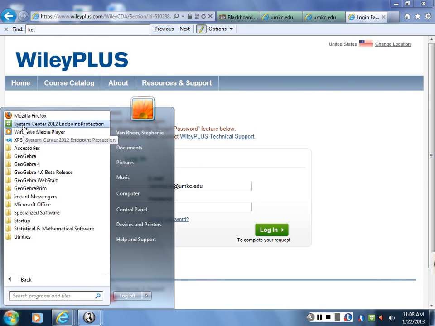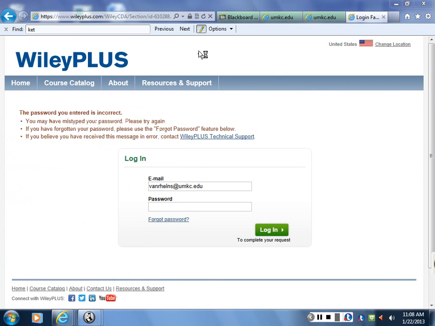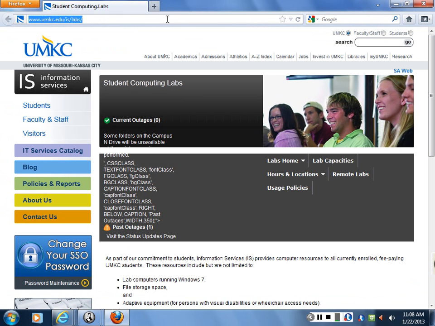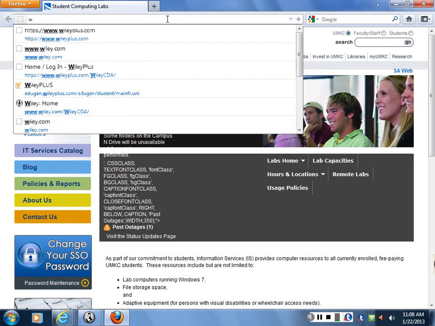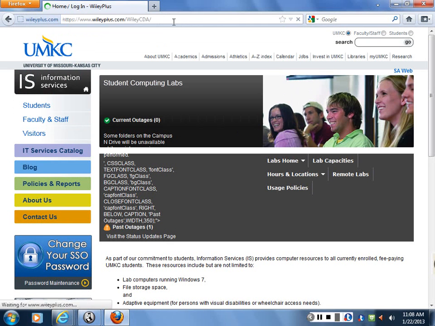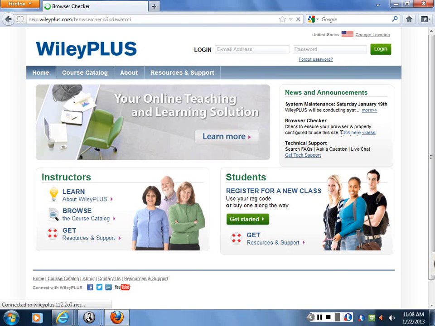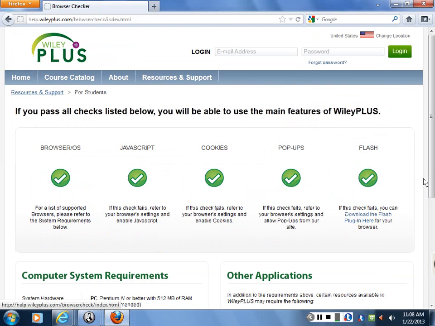Let's see if I have a different browser here. You will find it likes other browsers. If you're using an Apple, you might have to download something. There's this browser check. If you click here, all this should be green. If there's some red, that means you might have to update something. JavaScript, cookies, pop-up, Flash, which I think Apple has issues with, but if you download Firefox or something equivalent, it shouldn't have a problem.